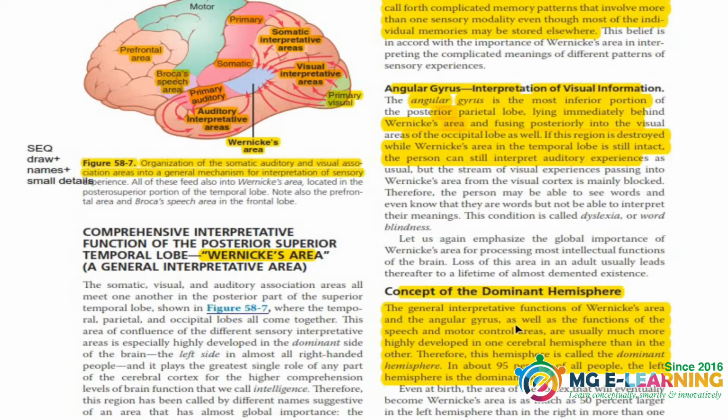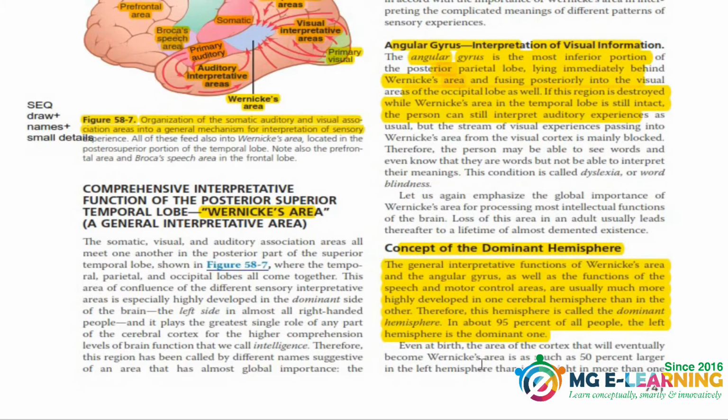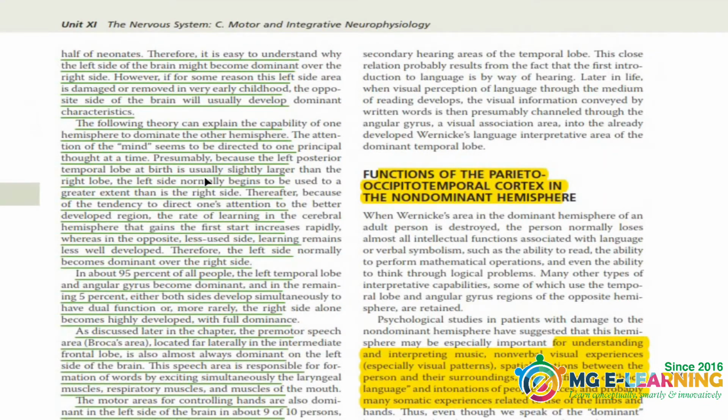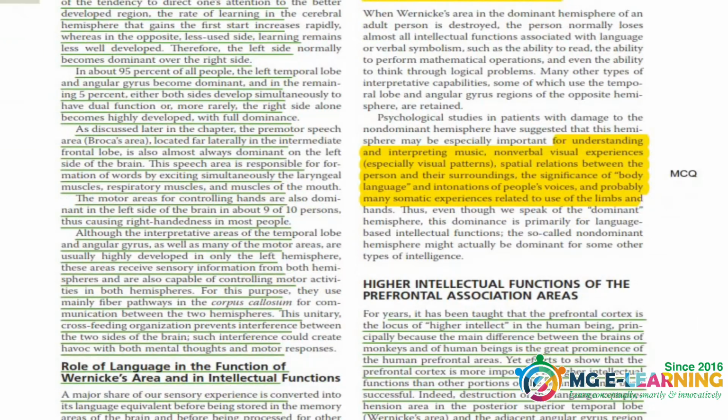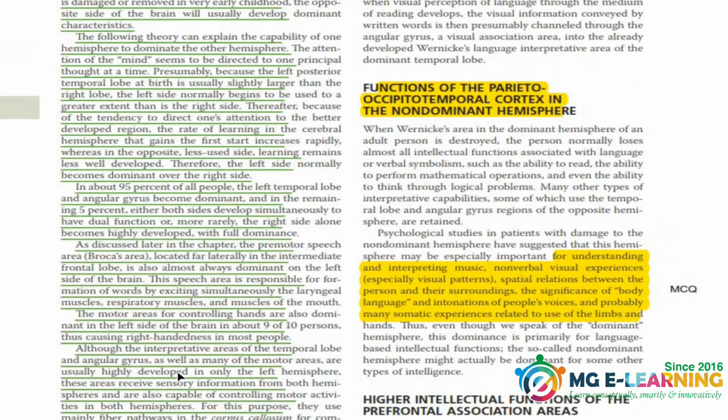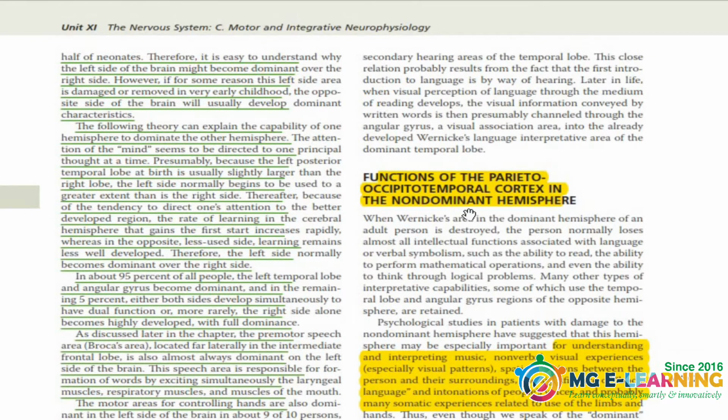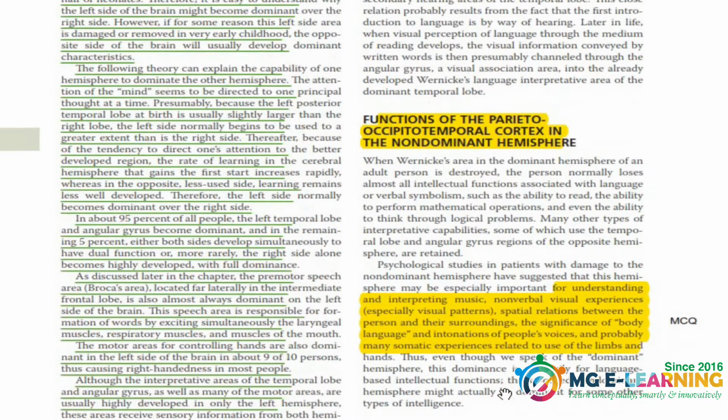Next is the concept of the dominant hemisphere. You should know what is dominant hemisphere, and this is important for your MCQ. Then this topic is just for your concepts. You have to read this whole, the role of language in the Wernicke's area. So this is also just for your concepts. Next is functions of the parieto-occipital temporal cortex in non-dominant hemisphere. So what is the function of the non-dominant hemisphere? This is also important for your MCQs.